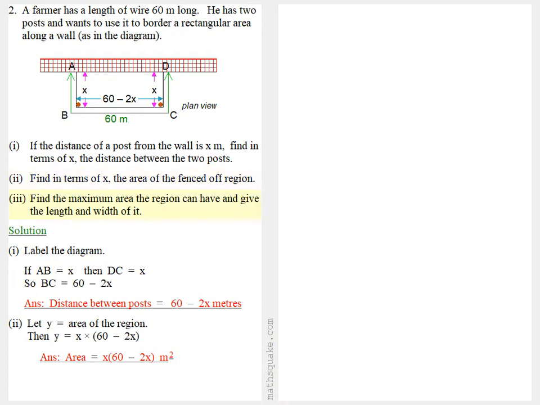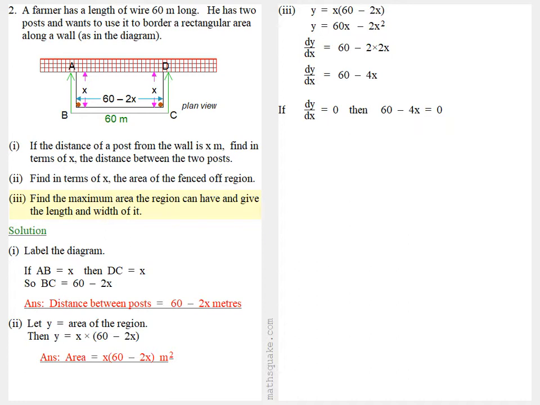Now in part 3, we want to find the maximum area the region can have and give the length and width of it. Now, y is equal to x into (60 minus 2x), and if we expand the brackets, y is equal to 60x minus 2x squared. So if we differentiate, dy by dx is equal to 60 minus 2 times 2x. In other words, dy by dx is 60 minus 4x. Now if we let dy by dx equal 0, then 60 minus 4x is equal to 0. So 60 is equal to 4x, or x is equal to 15.